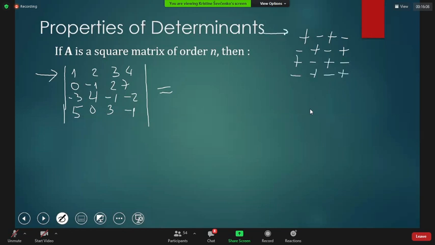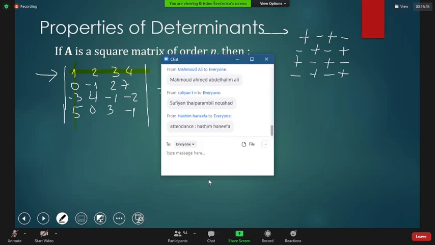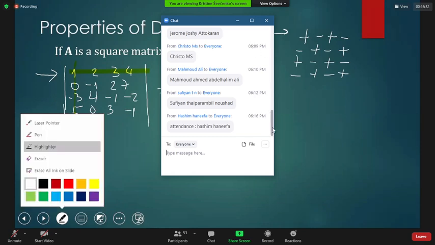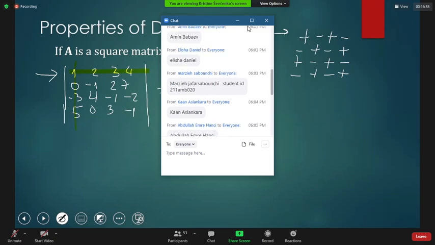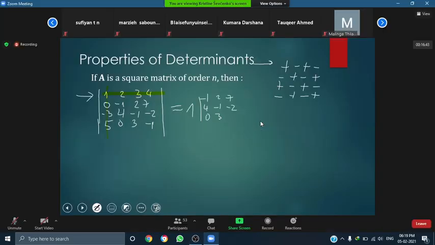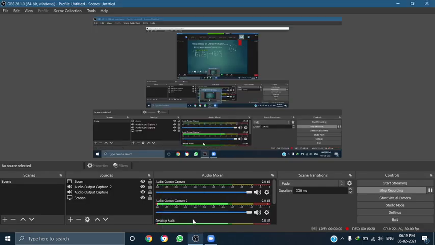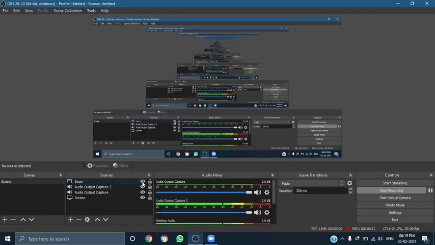If I'm going through the first row, I start with the first element as it is times its cofactor. I am eliminating that row and that column, and its cofactor is the remaining minor, which is a third order determinant: minus 1, 2, 7, 4, minus 1, minus 2, 0, 3, minus 1. So it's plus.